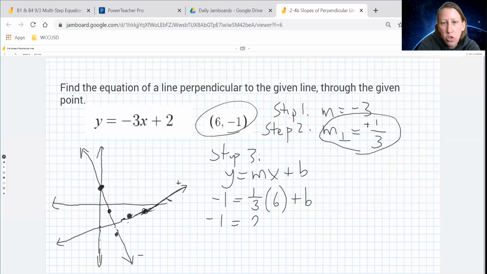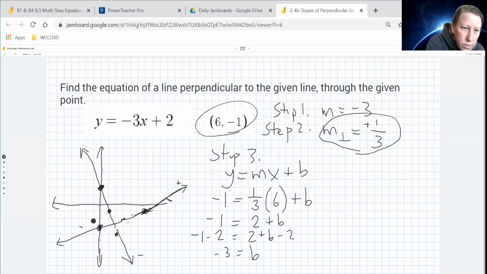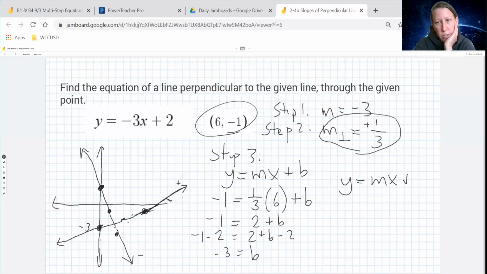1/3 of 6 is 2. And now I'm going to take away 2 on both sides. I end up with -3. So it is -3. That looks right. -1, -2, -3. Yay! This line that I was trying to write the equation for is crossing the y-axis at -3. I'm not quite done. What's the equation of the line? What's its slope and what's its y-intercept? Its slope is 1/3 and its y-intercept is -3.